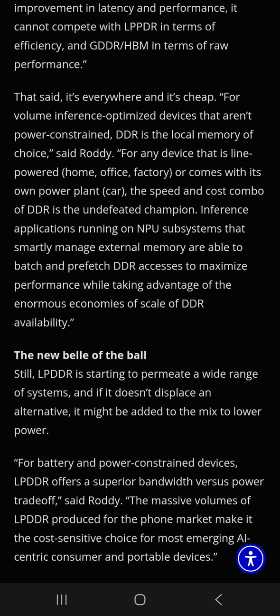Inference applications running on NPU subsystems that smartly manage external memory are able to batch and prefetch DDR accesses to maximize performance while taking advantage of the enormous economies of scale of DDR availability.